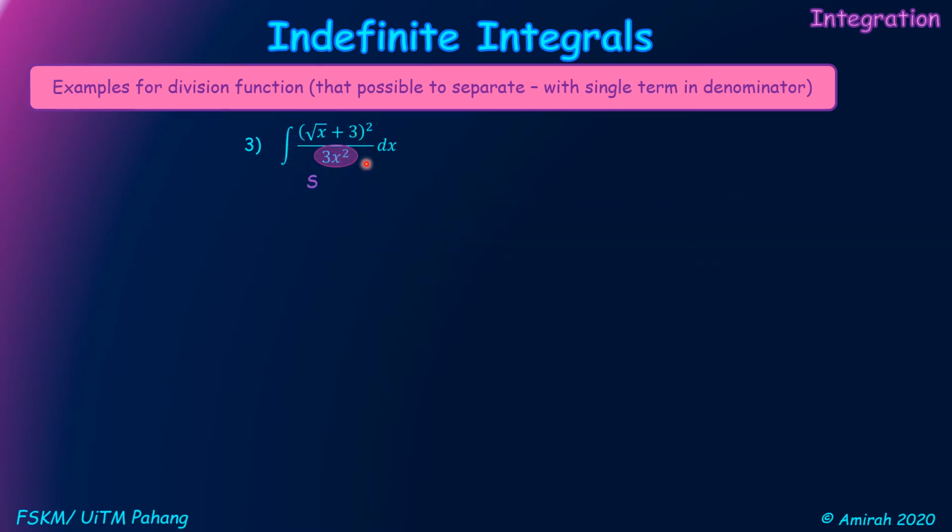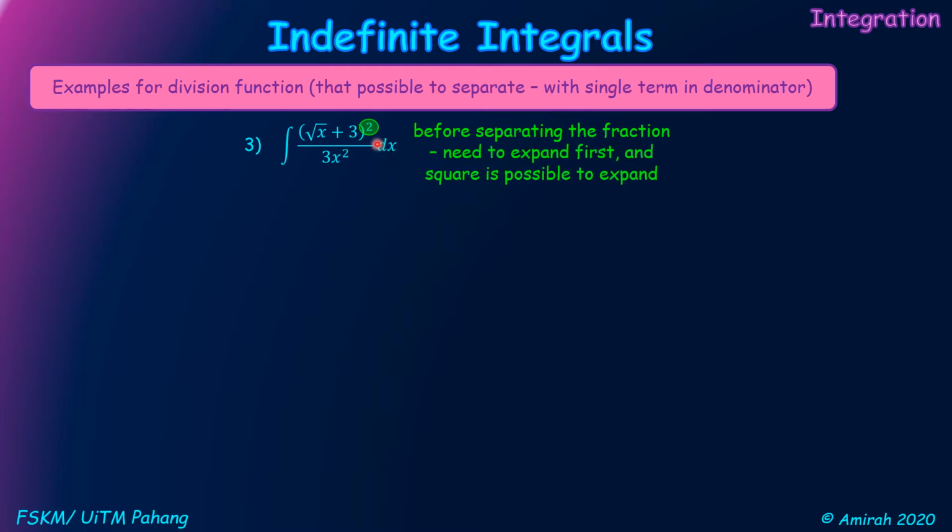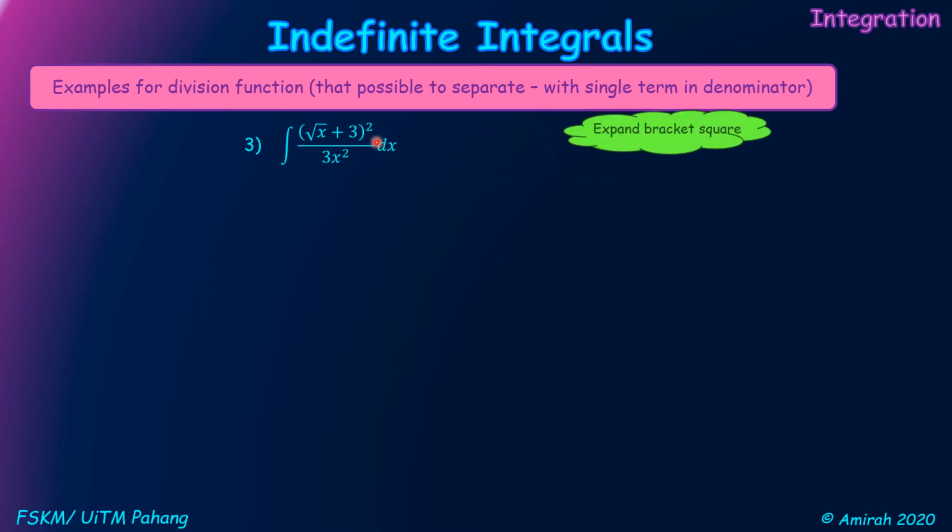From this fraction, we have a single term in the denominator, which means it is possible to separate the fraction. But before that, we have a square here, so before we separate the fraction, we need to expand first. The square here is possible to expand, so we expand the bracket squared first, before we separate the fraction.